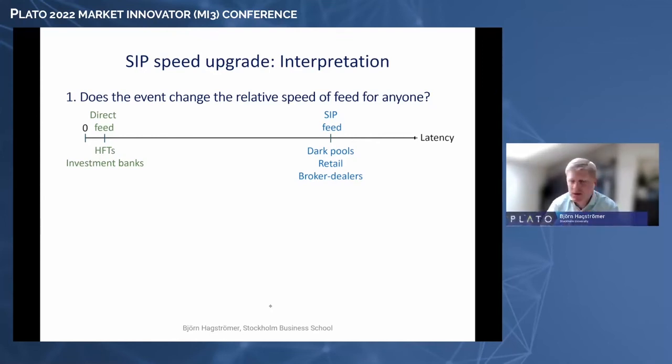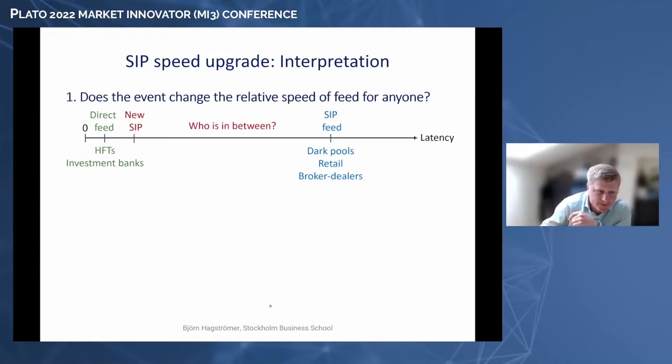So this is the two-tier market that Shihao talked about in the beginning, with the HFTs and the major investment banks who can afford to pay for the fastest possible connection, and then everyone else who rely on the much cheaper SIP feed. Now, for the change in SIP feed latency to make any difference at all, someone needs to be influenced in terms of the relative speed. I think the story is.